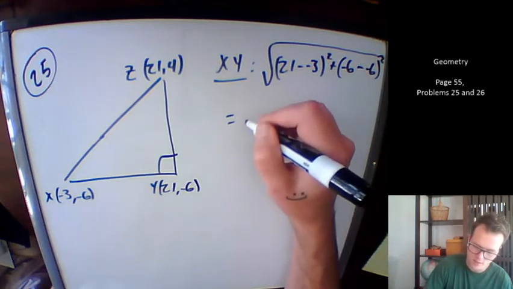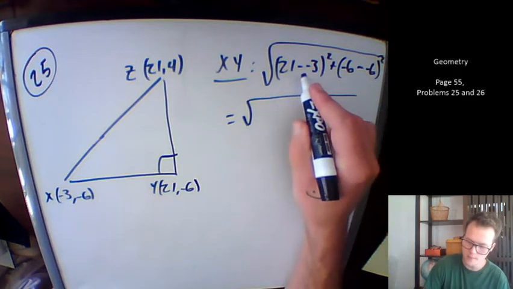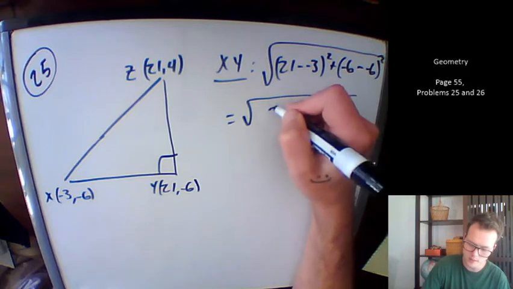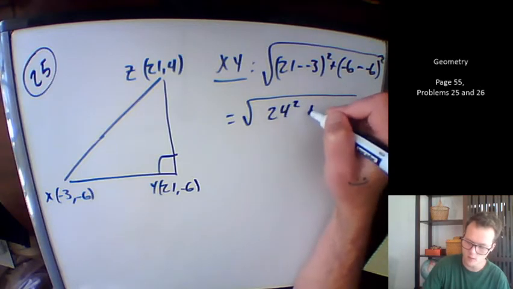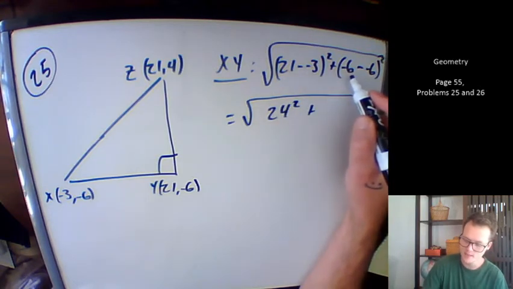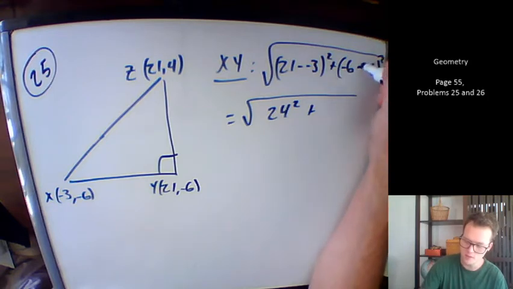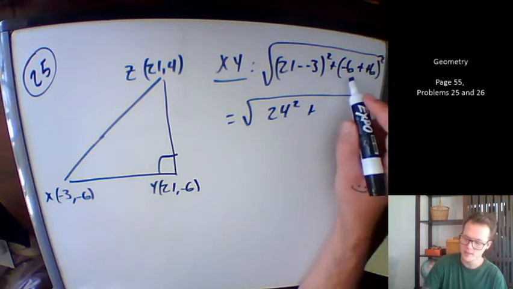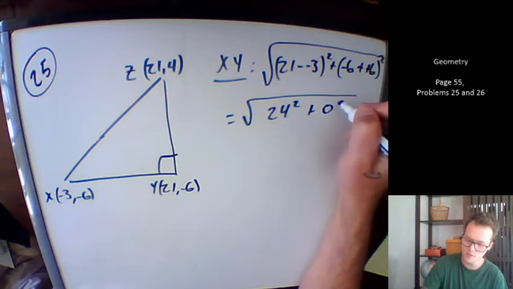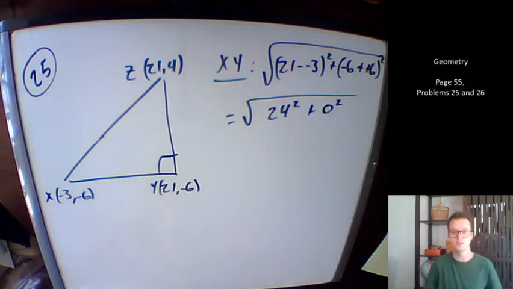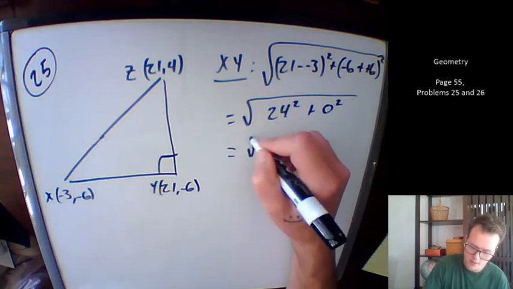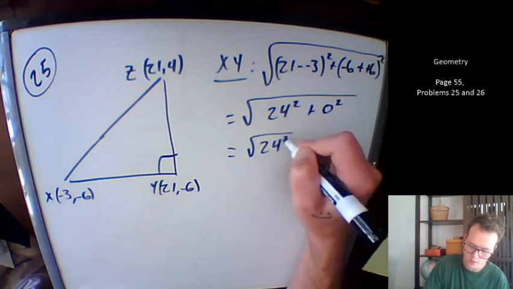Okay, so that is going to equal 21 minus -3. That's going to be a plus. So it's going to be 24 squared plus -6 minus -6. That's also an addition problem. So that ends up being -6 plus 6, which is 0. And then just for kicks and giggles, we'll put that 0 squared there, even though it's just going to go away. Now, at this point in time, we really just have the square root of 24 squared.